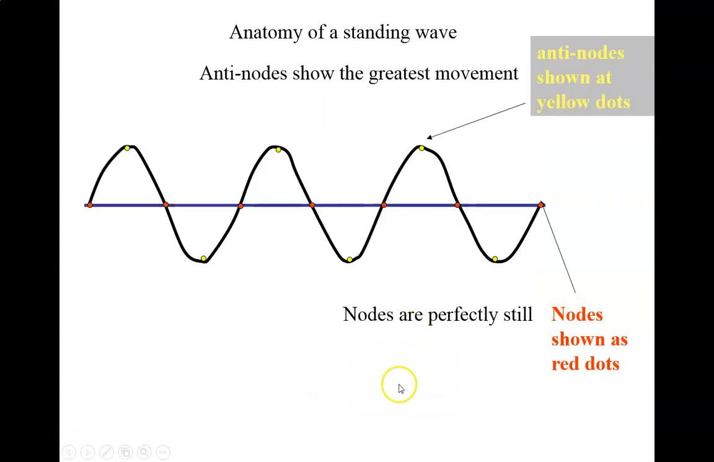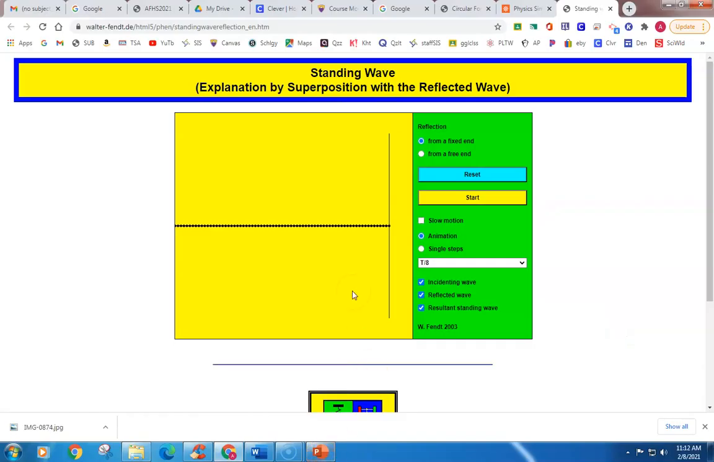So the red shows the nodes. These are the nodes, the part of the standing wave where it's stationary. The yellow are the antinodes, which is either a crest or a trough, whichever it happens to be at that moment. Now was this constructive or destructive interference? Was that constructive or destructive interference? It was both.